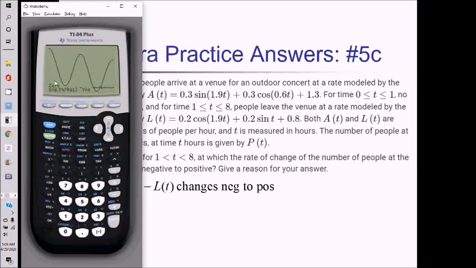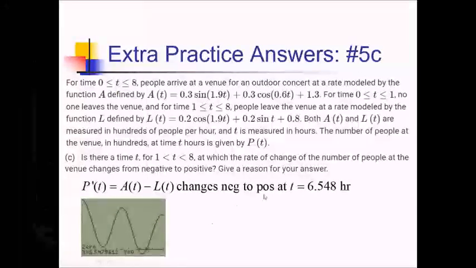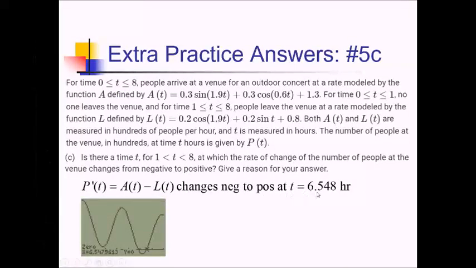And this comes out to about 6.5479, so 6.548 if we round that off. So there was my graph. And this happens at time 6.548 hours. So the answer to the question then, is there a time where this changes from negative to positive? Well, the answer is yes, and here it is.